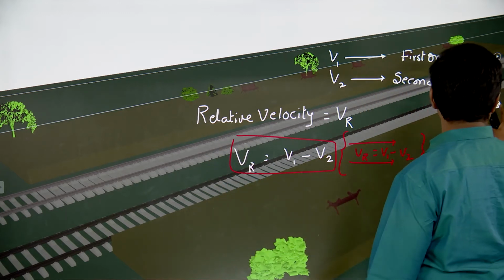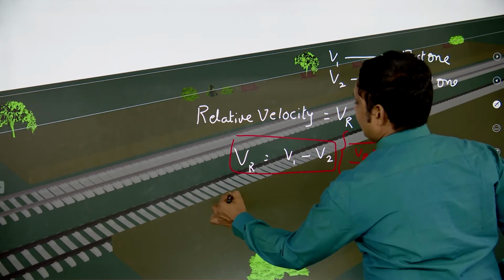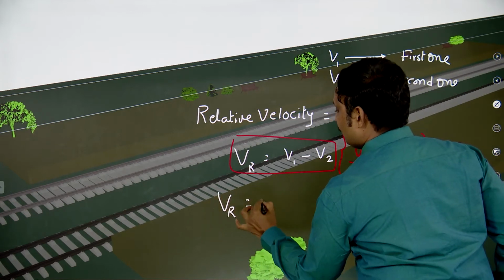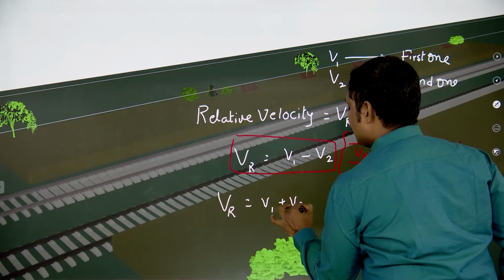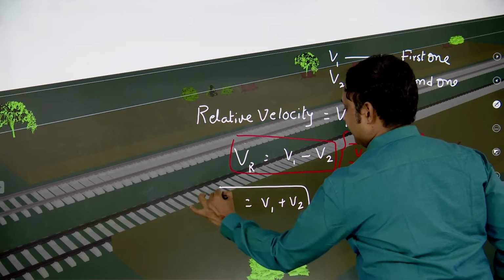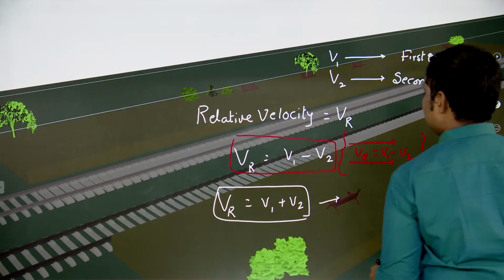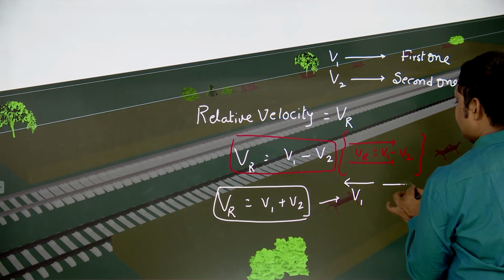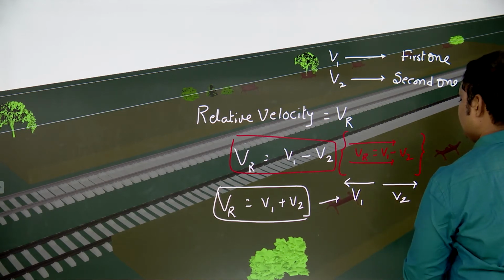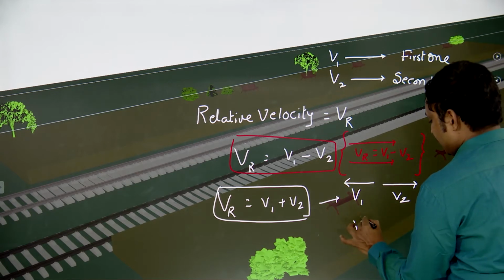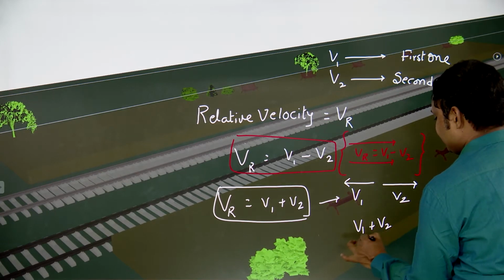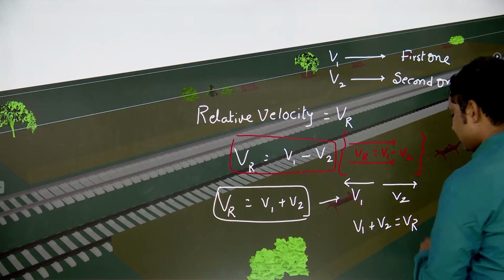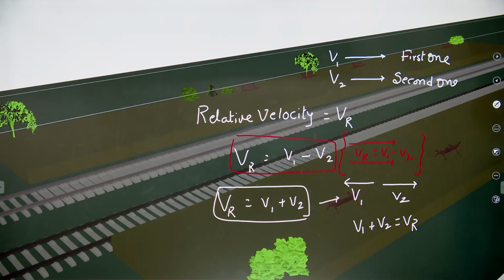Now we are going to get VR is equal to V1 plus V2. This is also one case. The first one is going to move in this direction and the second one in the opposite direction. So we go for V1 plus V2, and that is going to be VR. Have a look at that case.